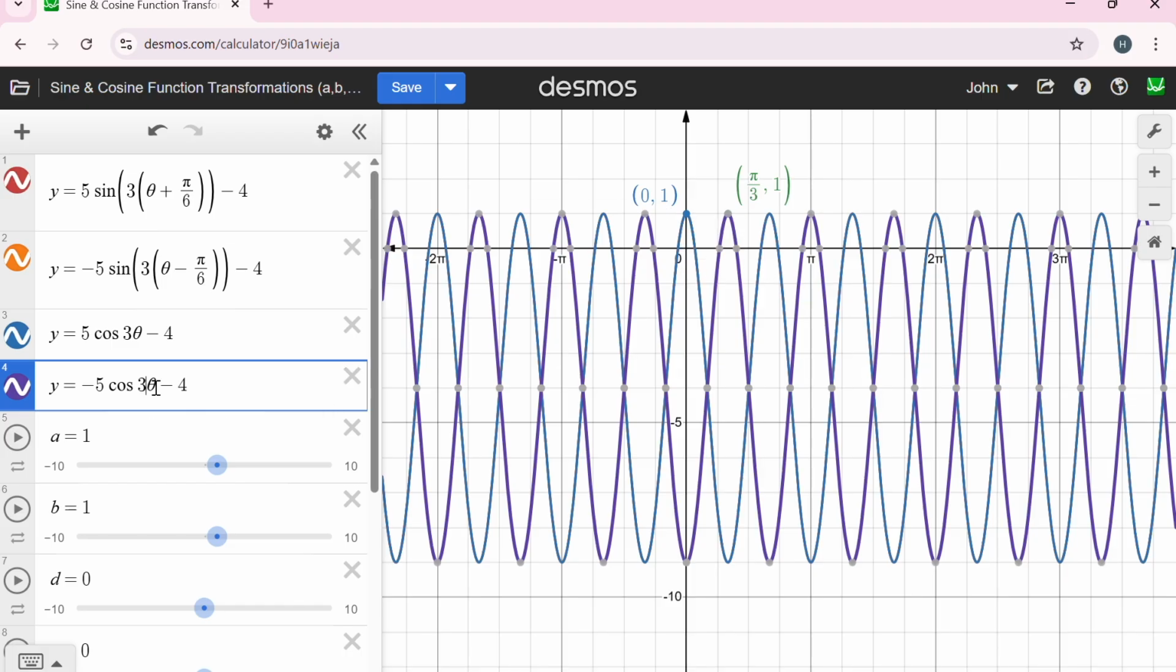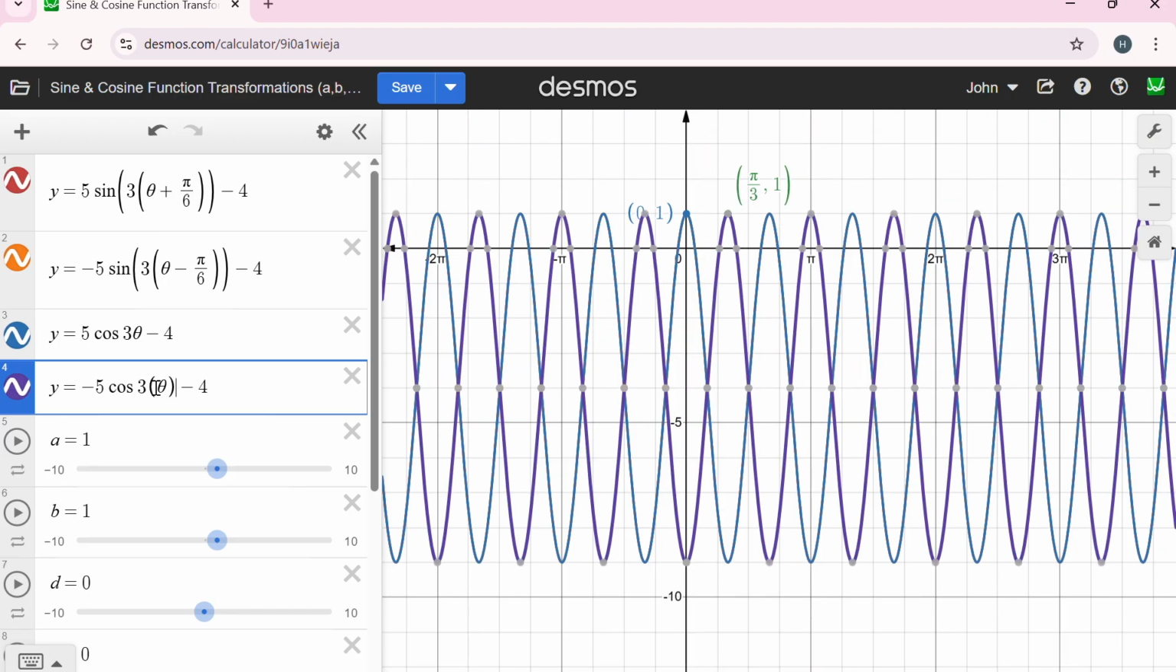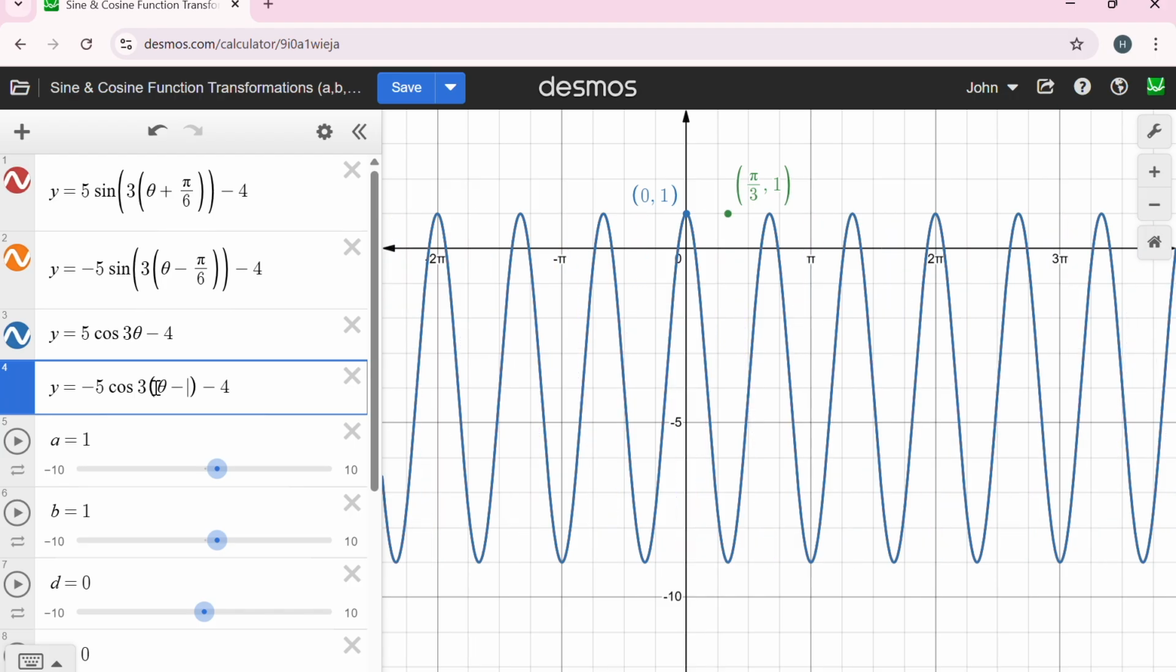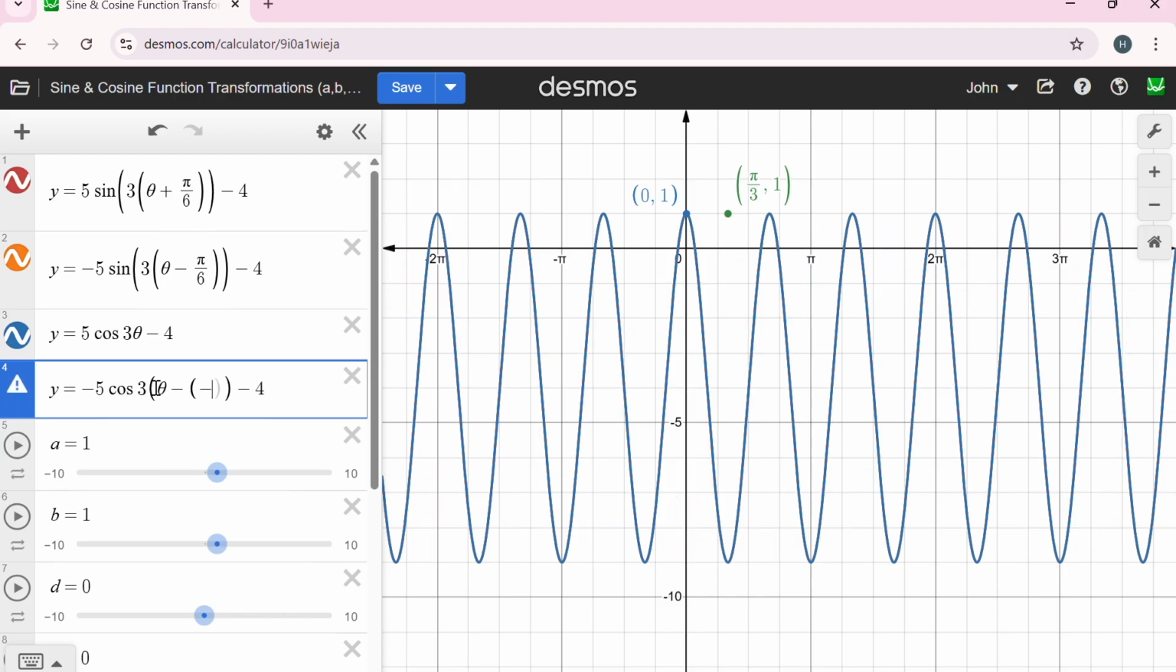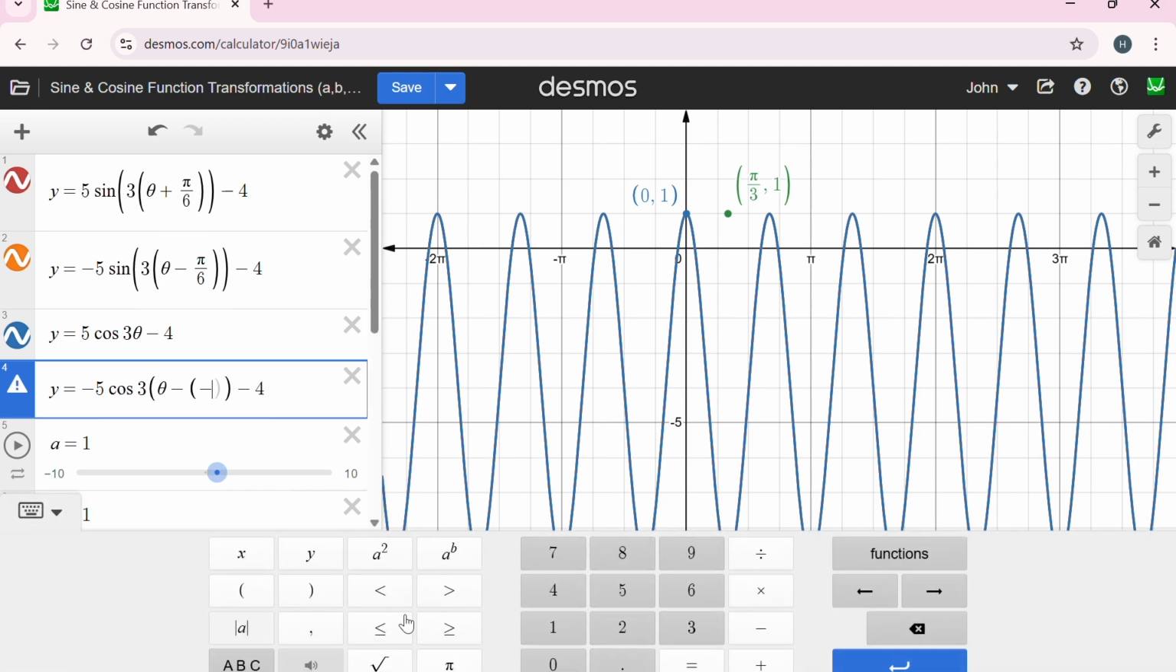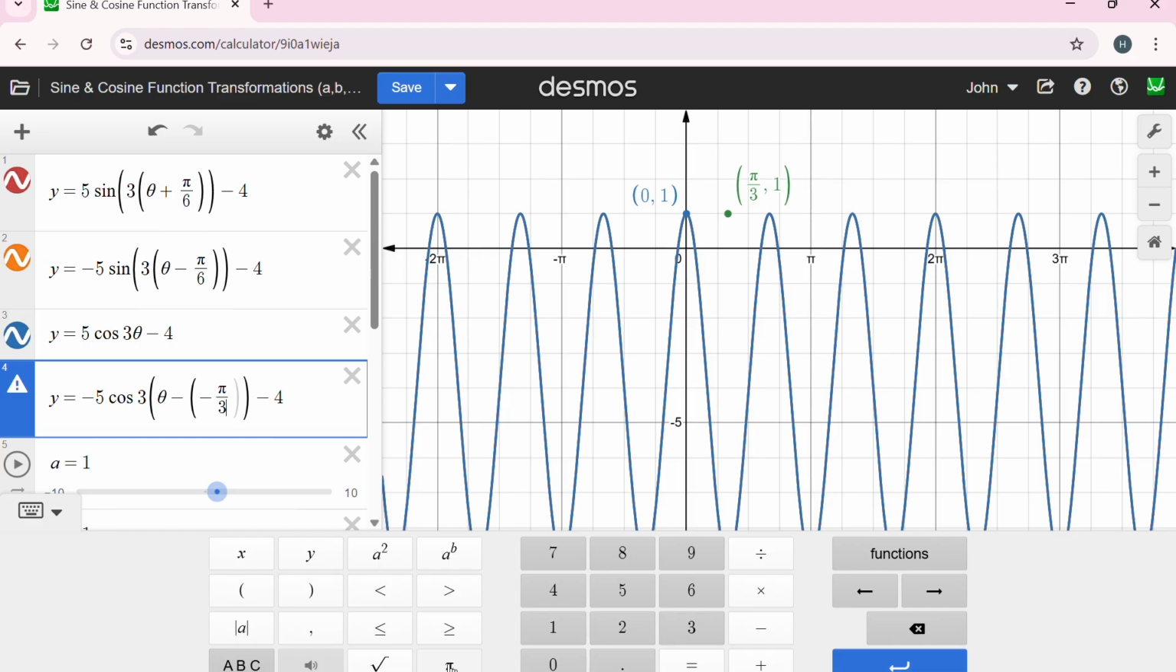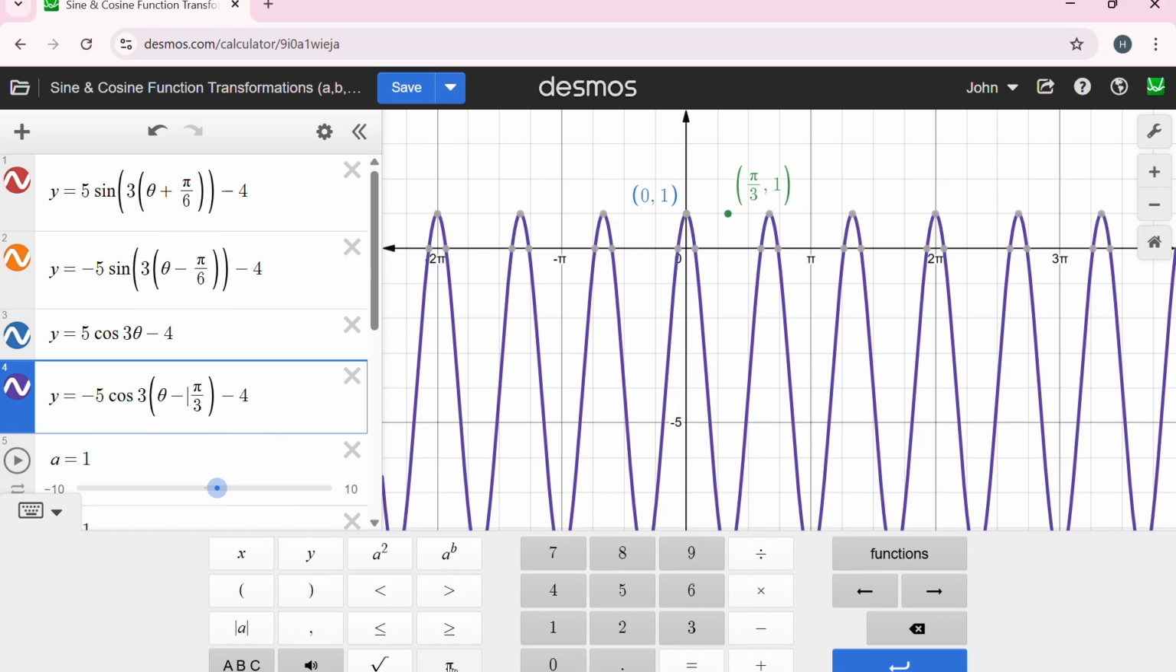So what do I need to do? I think in the notes I said it's a shift left by pi over 3. So negative pi divided by 3. Okay, and once I do that, you can see the two graphs line up. Okay, so again, if I say plus pi over 3, that's a horizontal phase shift pi over 3 units to the left. We end up getting the same graph.